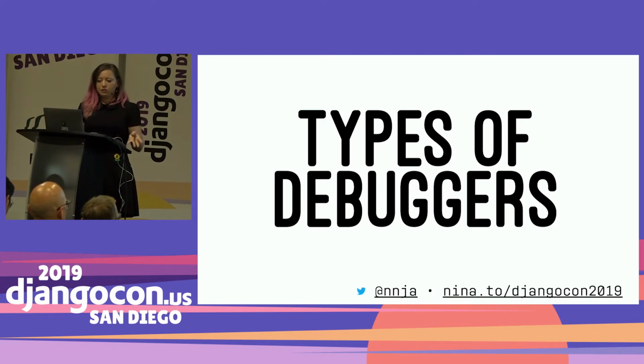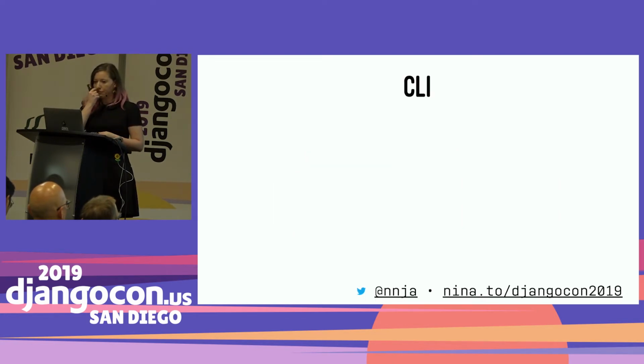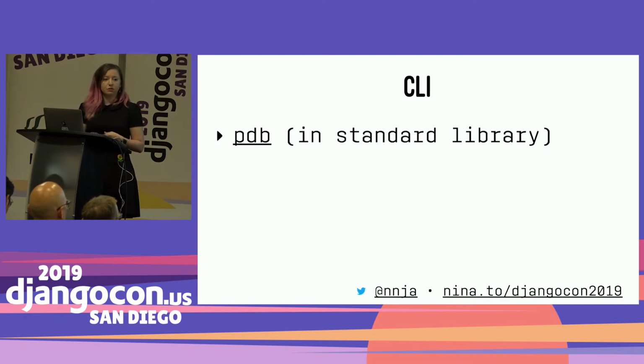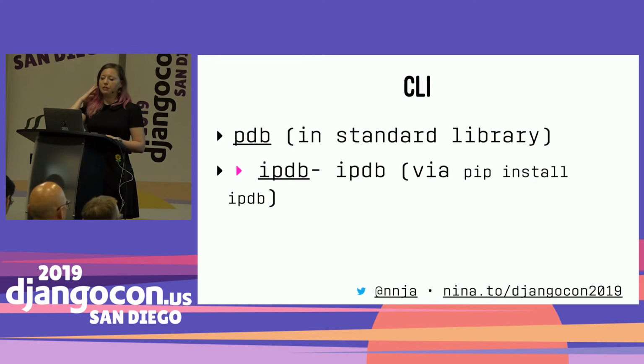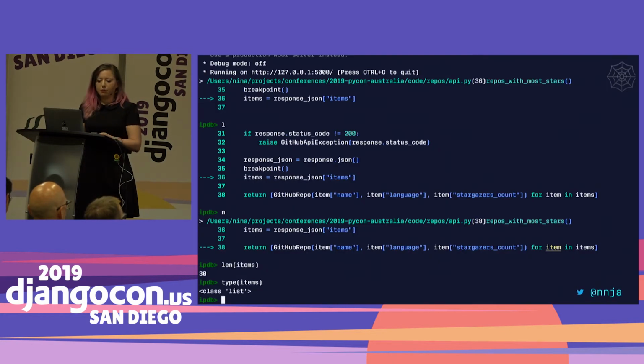Now, there are a few different types of debuggers. For CLI, PDB is included in the standard library. It's a great option. It's portable. You don't need to install anything else, but I tend to use IPDB, which is installable via pip: pip install ipdb. And IPDB has all the nice features of IPython, like syntax highlighting and better tab completion. That's what I'm going to show you today. And so a CLI debugger might look something like this.